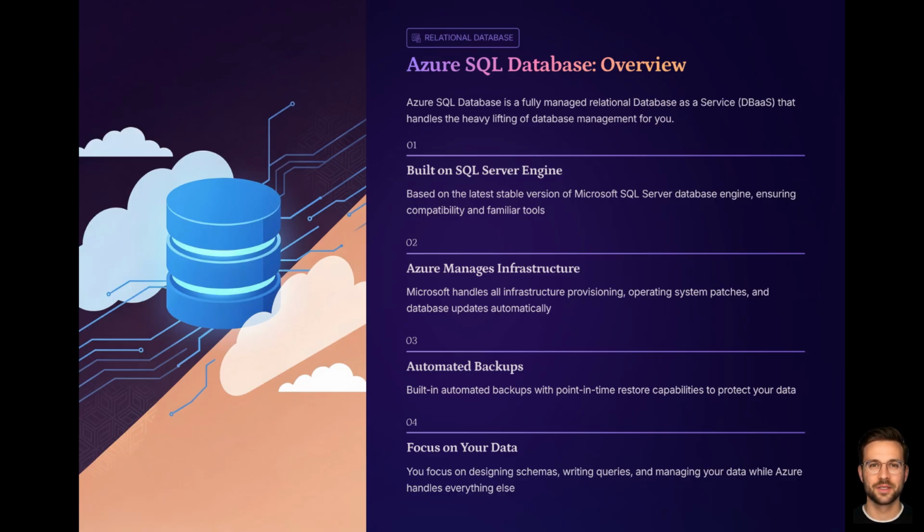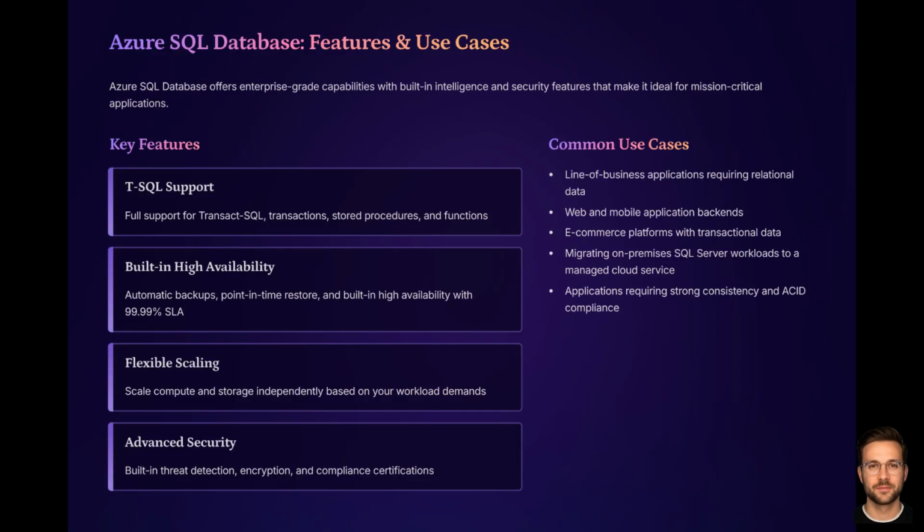Azure SQL Database supports familiar SQL features, such as T-SQL queries, stored procedures, and transactions. It also provides built-in capabilities like automatic backups and restore, scaling options for compute and storage, and high availability within a region and, optionally, across regions.